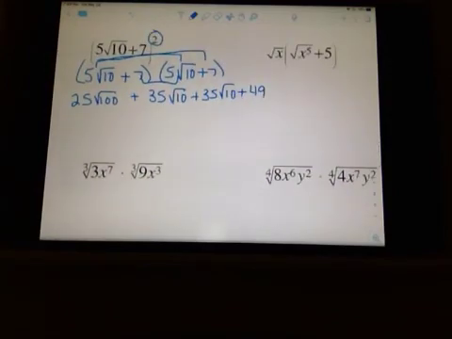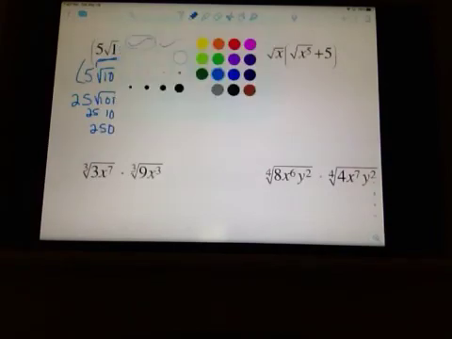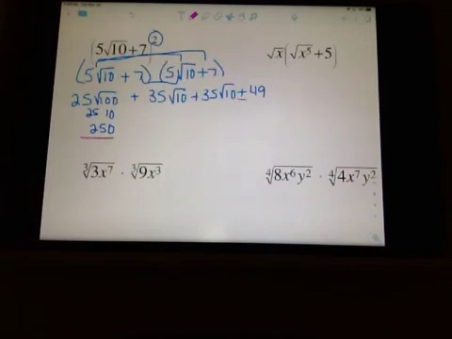25 times square root 100 will simplify to 25 times 10, or 250. So then I have 250 plus 49, 299. Back to my blue pen. So 299. And then 35 square root 10 and 35 square root 10, positive 70 square root 10. So final answer, 299 plus 70 square root 10.